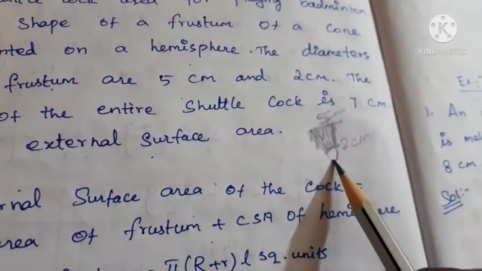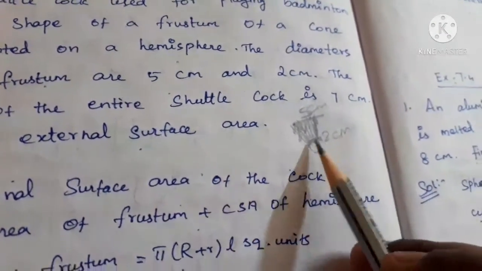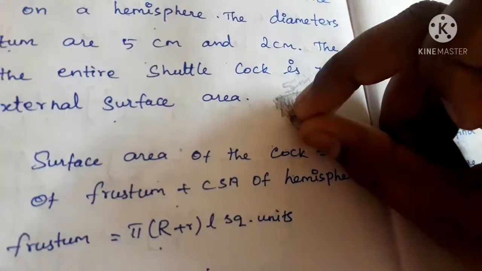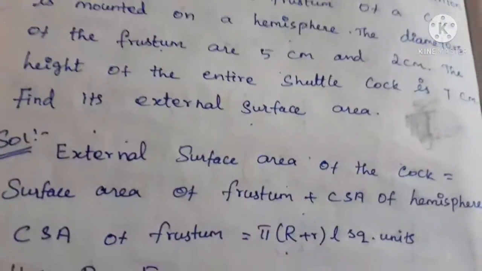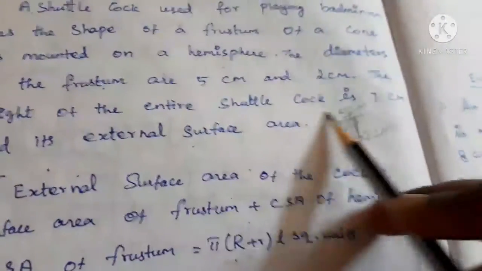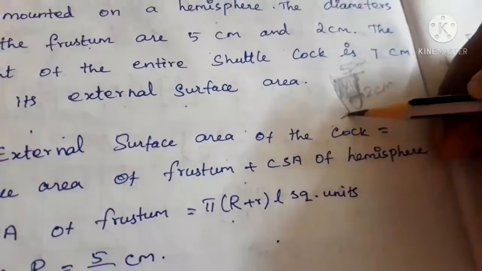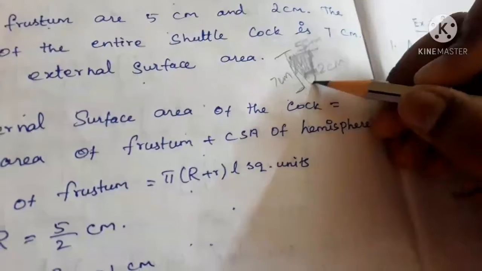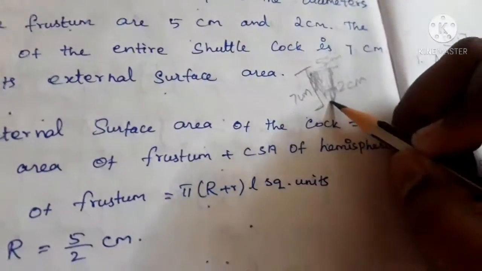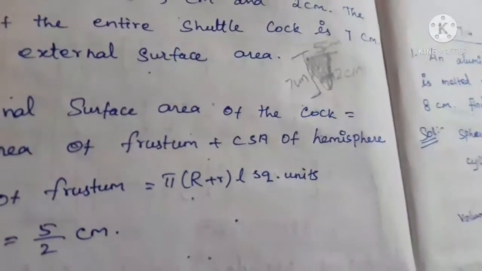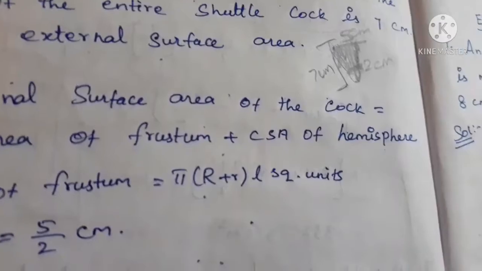Then what is the difference between the small end and the hemisphere base? There is no difference because these both are joined, means both have the same diameter. Okay. So then the height of the entire shuttlecock, 7 cm, is given. We can find the height of the frustum by subtracting the height of the hemisphere. We already know radius and height of the hemisphere are same. So if the radius is 1 centimeter, then the height also will be 1 centimeter. When you subtract 1 centimeter from 7 centimeter, you will get 6.